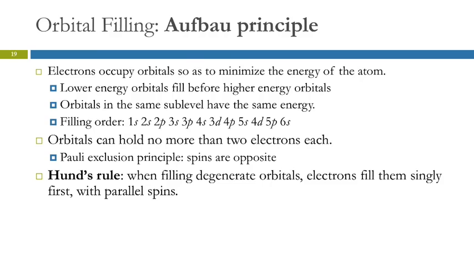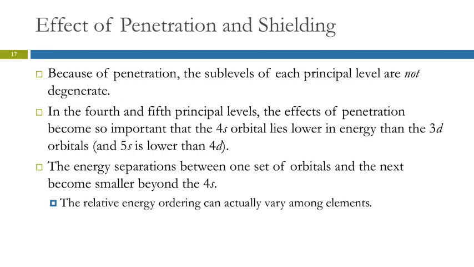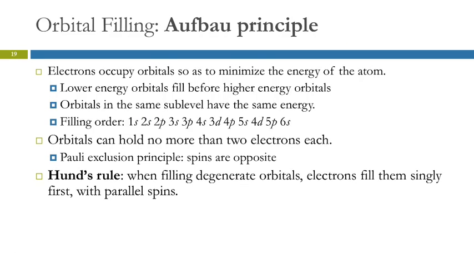Okay, so let's look at this slide again. The electrons occupy the orbitals to minimize the energy. They're going to fill the cheaper rooms first. That makes sense, right? Orbitals in the same sublevel have the same energy. Beds in the same room cost the same amount of money. Because how could you say, well, no, if you sleep in this bed, you have to pay more than if you sleep in that bed in the same hotel room? It's not going to work.